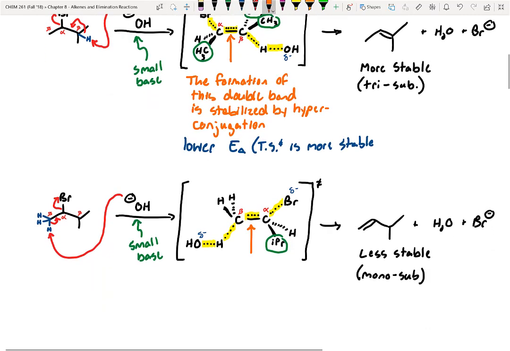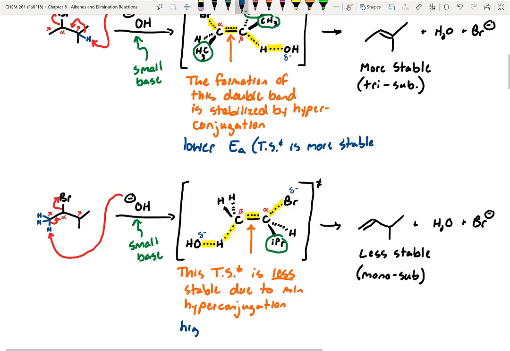So let's make a note here. Let's say that this transition state is less stable due to minimal hyperconjugation. This time we only have one set of sp3 lobes to help stabilize that pi bond. This will lead to a higher EA for this reaction because the transition state is less stable.